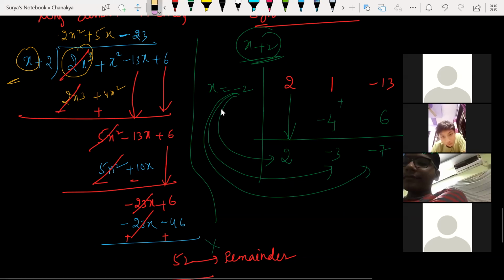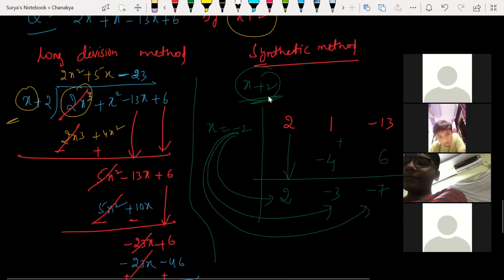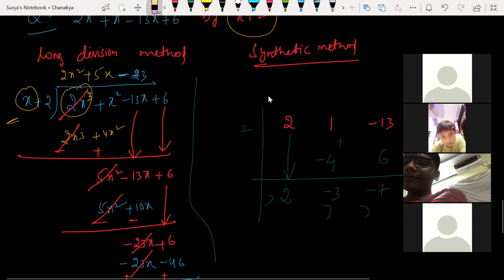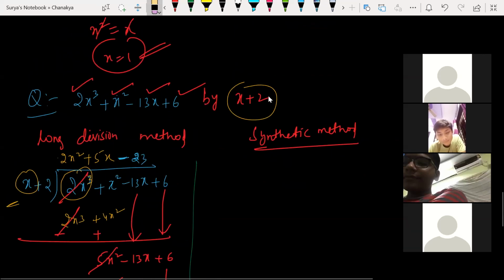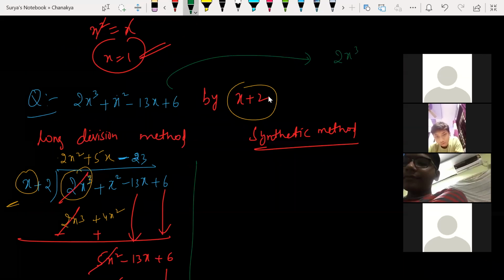How is it possible? Then we made something wrong. Look at this here. First, I need to check whether x plus 2 is a factor of the given polynomial or not. So this is my polynomial, right? 2x cube plus x square minus 13x plus 6. I must equate it to 0. So if I substitute the x value as minus 1, what am I going to get? Let us check.